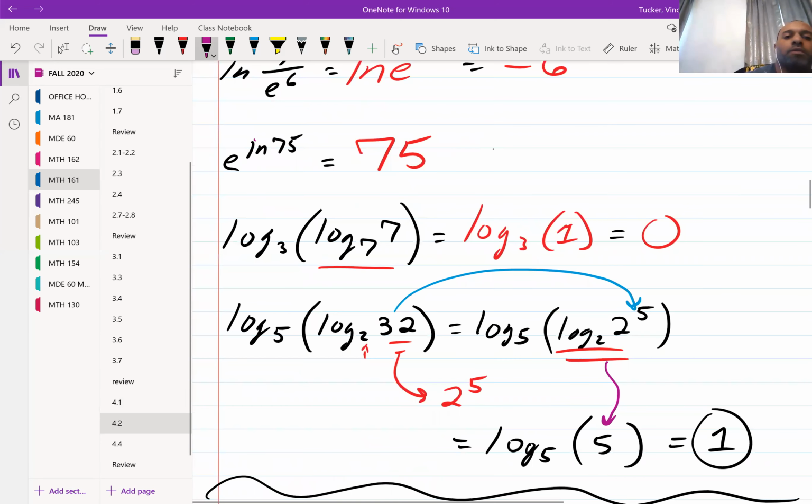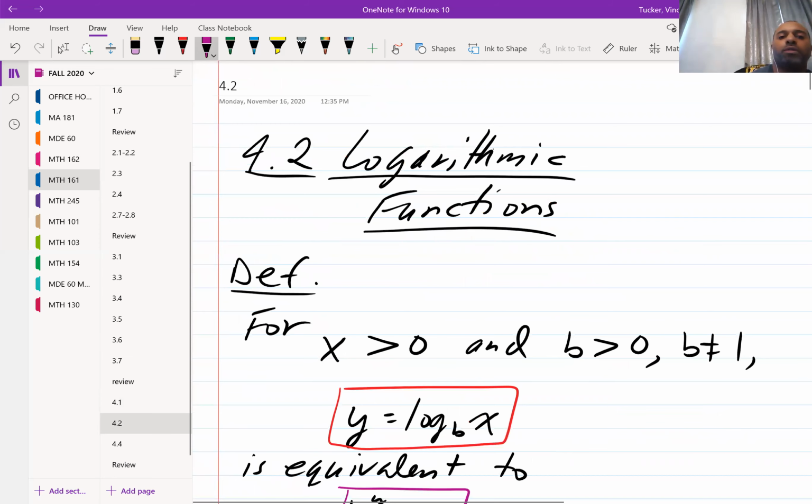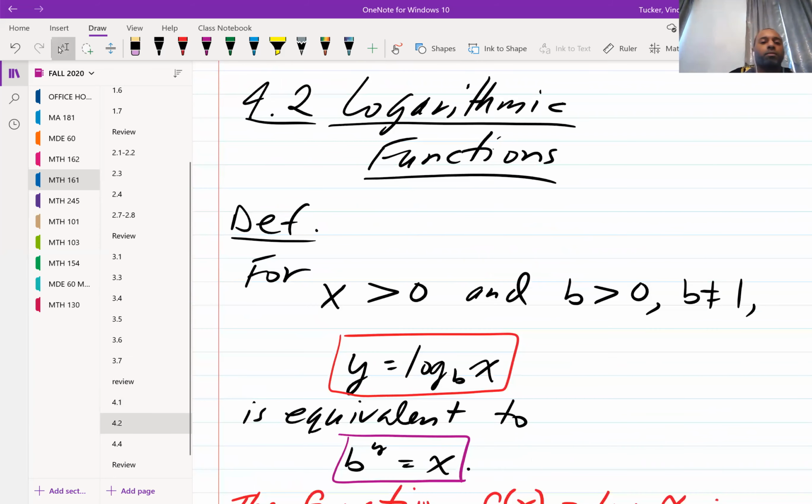Let's look at 4.2, logarithmic functions. So for when x is positive, that's what this means right here. When x is greater than 0, b is positive as well. And also b cannot be equal to 1.